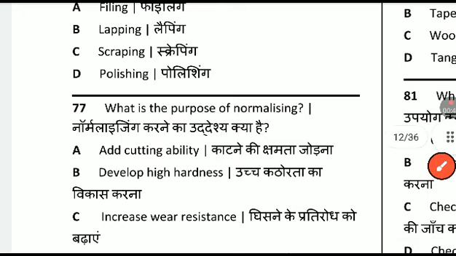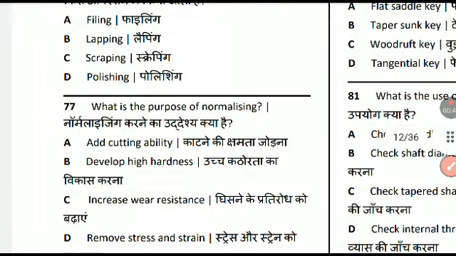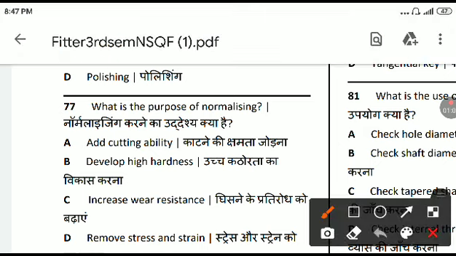Second, 77. What is the purpose of normalizing? Option A, adding coating ability. Option B, develop high hardness. Option C, increase wear resistance. Option D, remove stress and strain. Option D answer, remove stress and strain.